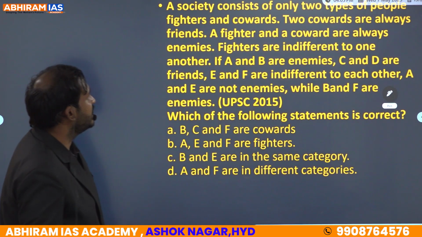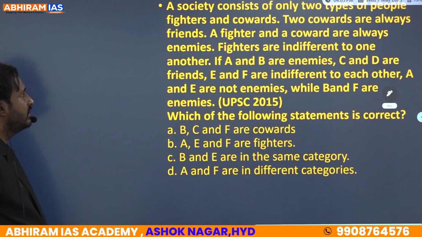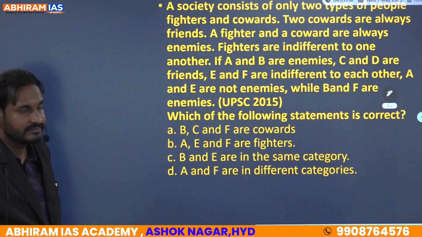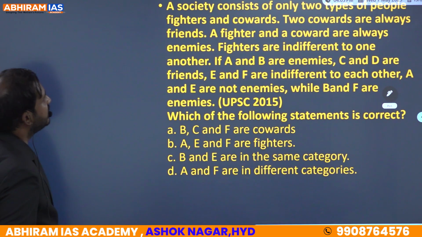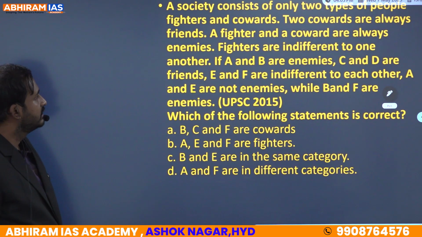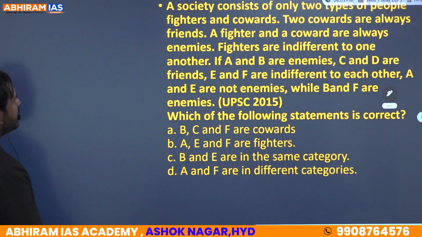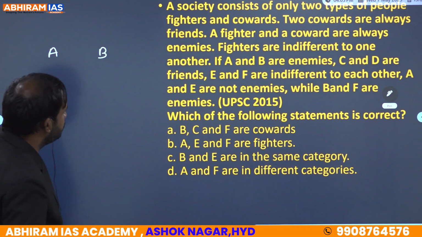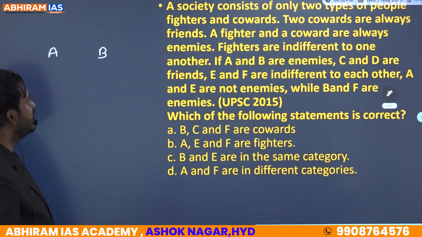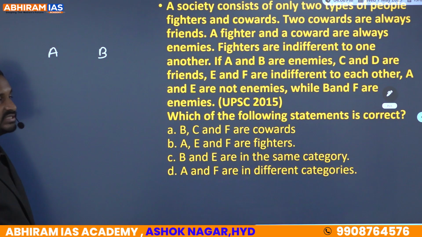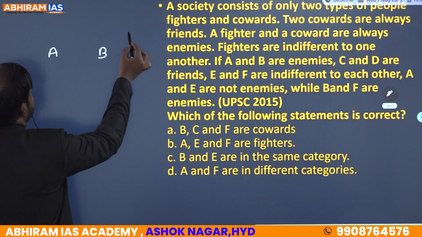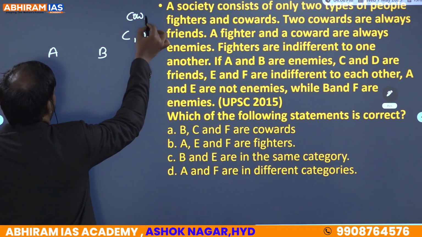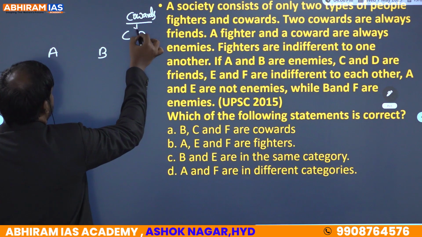Next one. A society consists of only 2 types of people, fighters and cowards. 2 cowards are always friends. A fighter and a coward are always enemies. Fighters are indifferent to one another. If A and B are enemies, that means one of these two is a fighter and the other one is a coward. C and D are friends. Cowards are always friends, so C and D come under cowards by default.